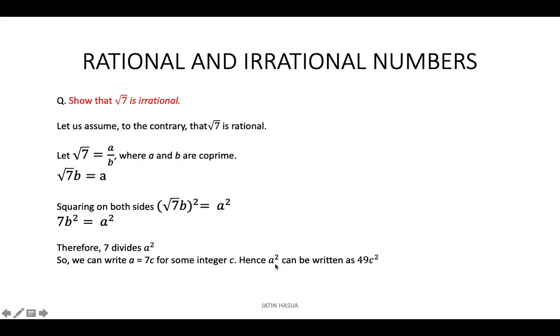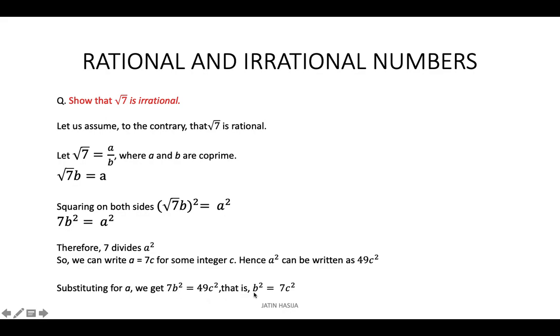Hence, from here we can have a square as 7b square, and from here we can have a square as 49c square. I repeat, here we have a square as 7b square, and from here we have a square as 49c square. Means we have two values for a square, 7b square and 49c square. They can be equal because they both are the values of a square. Hence we can say b square is equal to 7c square by cancelling out this 7 with this 49.